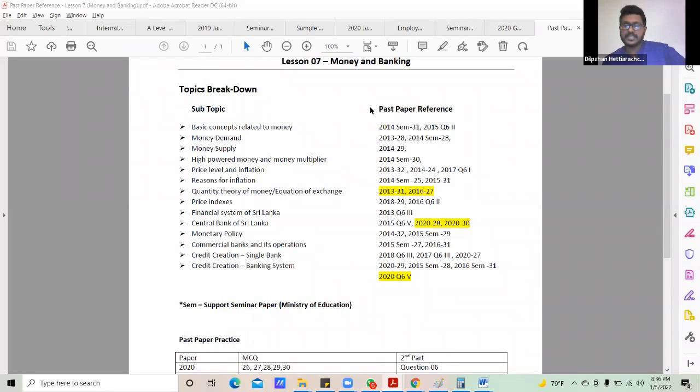Right. So this document I shared with you last week. This is the topics breakdown and the past paper references of each and every subtopic in this lesson. So here you can see I have broken down these subtopics, so then it's easy for you to study topic wise, you can revise once again, and in front of these topics I have mentioned some past paper questions which cover each and every topic, right?